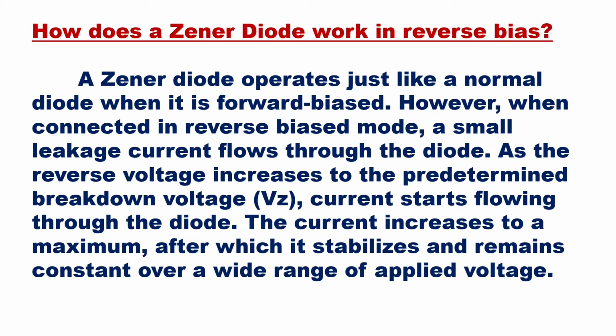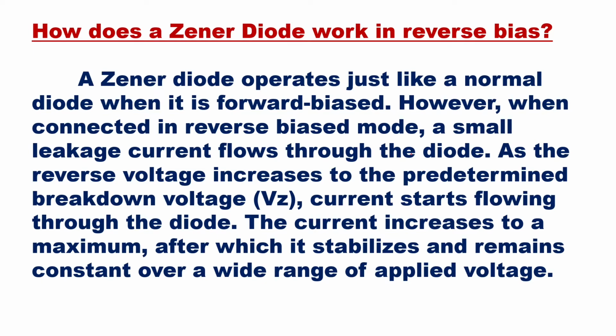Then how does the Zener diode work in reverse bias? Why do we say that it is very good to work in reverse bias? Okay, so here as a note, we can see this first. A Zener diode operates just like a normal diode when it is in forward bias. However, when it is connected in reverse bias, meaning your anode is made negative with respect to cathode, a small leakage current flows through the diode.